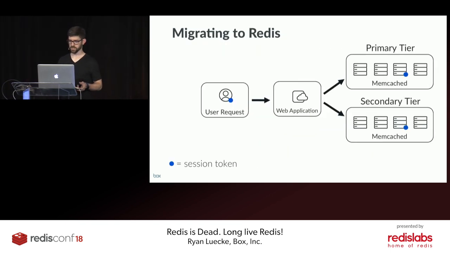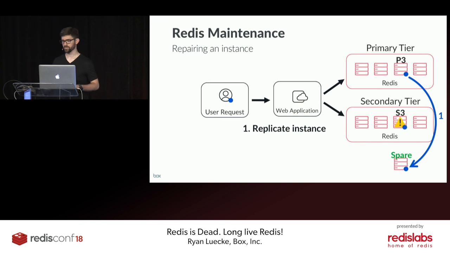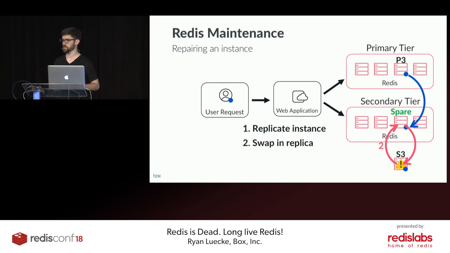So back to our situation with the session store. We were able to replace Memcached with Redis. We kept the same primary and secondary tier setup. And now, let's look at what our migration, our maintenance, looks like. Let's say our third node in the secondary tier has a problem, and we need to swap it out, or we need to do kernel patching on it. So we start replicating from the third in the primary, P3, to a spare node. This replication gets set up, and then we're able to swap the spare with S3. So now our spare is in the secondary pool, and our S3 node is out of rotation.